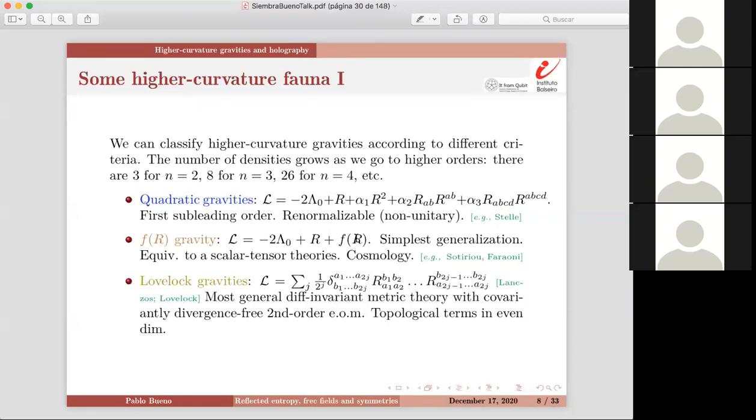Another important class, relevant in dimensions higher than or equal to 5, are Lovelock gravities, where Lovelock gravities contain Einstein gravity as an example. And these are the most general theories which have second order equations of motion.